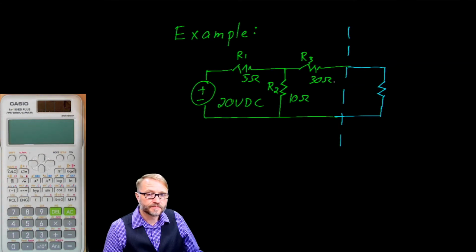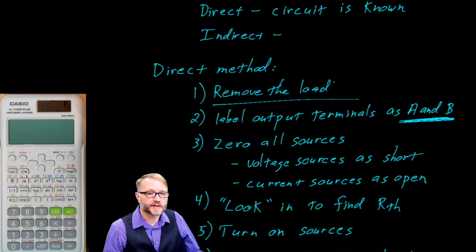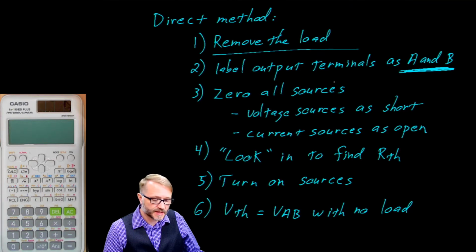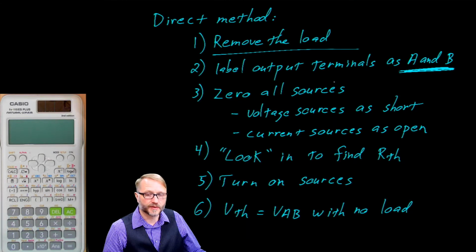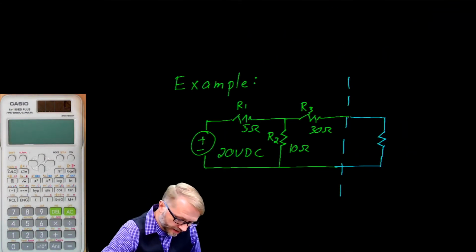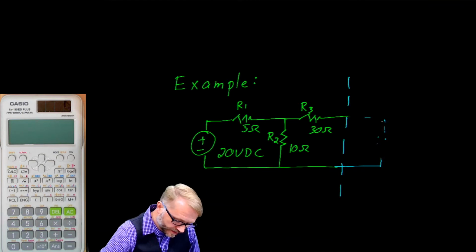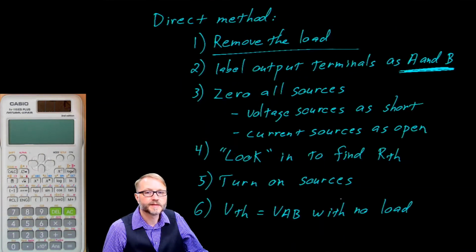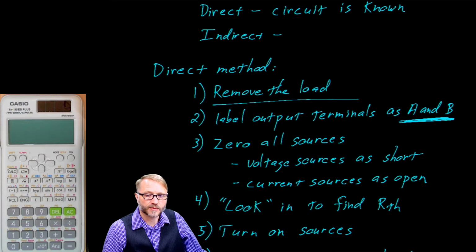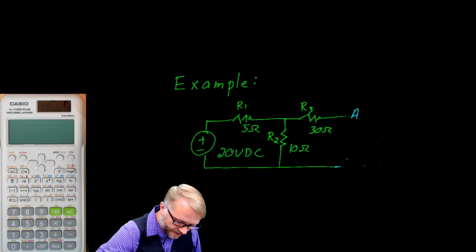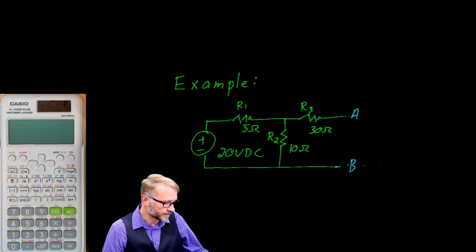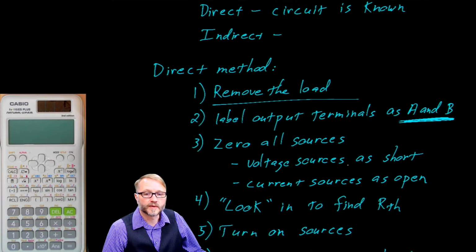We have a circuit, and we are going to use these steps to determine the Thevenin equivalent circuit. So step one is remove the load. So we'll come over here, and we will remove the load. So the load is now removed. Step two, label output terminals as A and B. A and B. What do we have next?